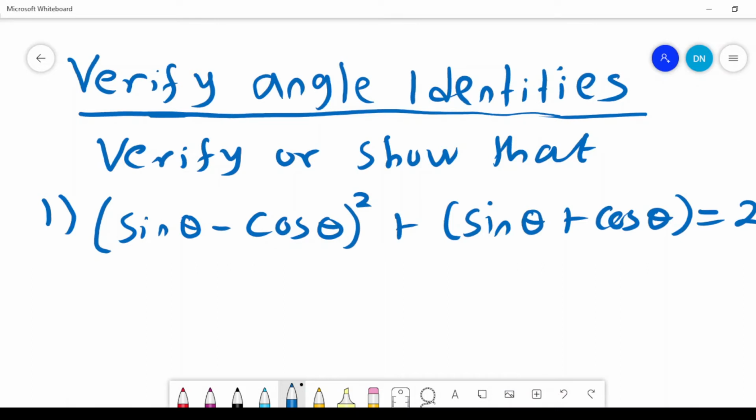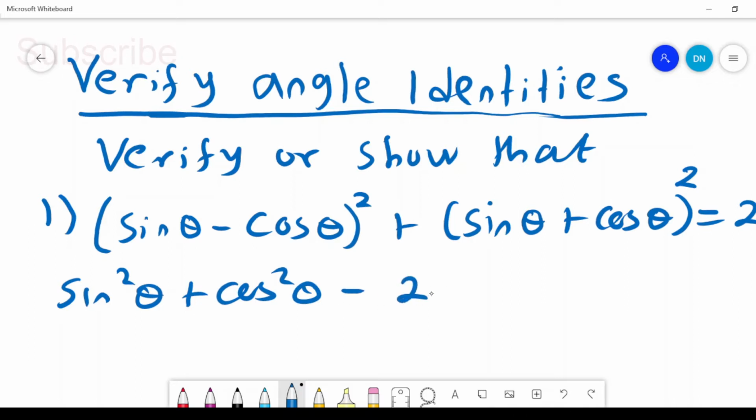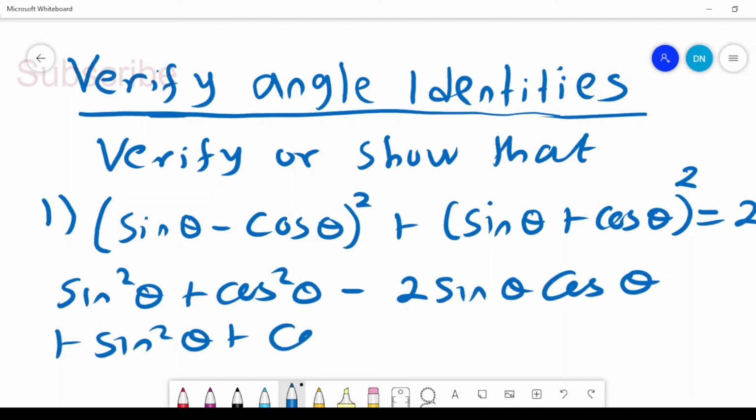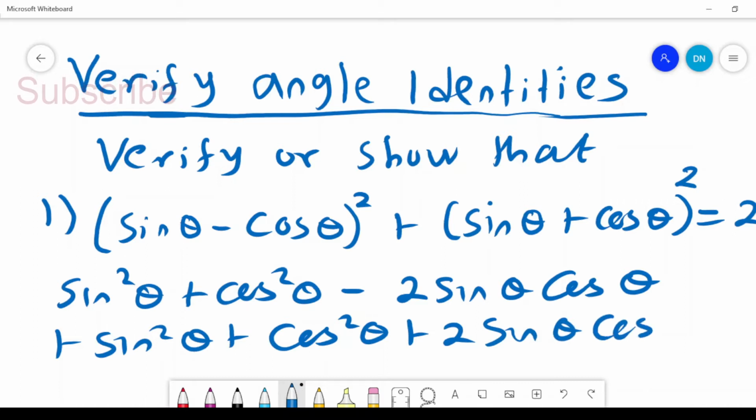Verify angle identities. We want to verify or show that (sine theta minus cos theta) squared plus (sine theta plus cos theta) squared should be equal to 2. And we know this gives us sine squared theta plus cos squared theta minus 2 sine theta cos theta plus sine squared theta plus cos squared theta plus 2 sine theta cos theta.